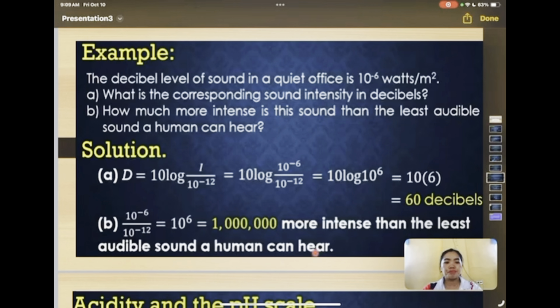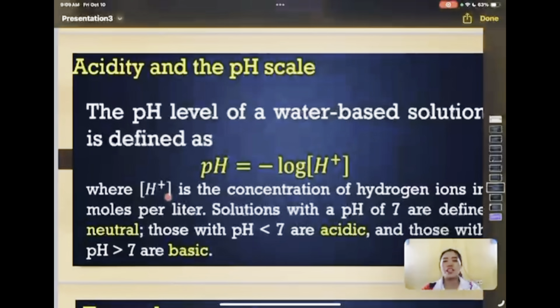Next, how much more intense is the sound than the least audible sound a human can hear? So we have 10 raised to the power of negative 6 over 10 raised to the power of negative 12, subtracting the exponents with the same base. That gives us 10 raised to the power of 6, or 1 billion times more intense than the least audible sound a human can hear. Okay, then let us proceed to the next example or next application.